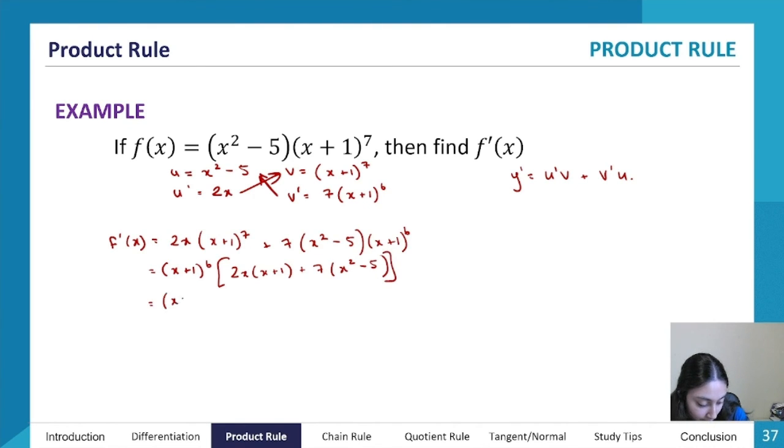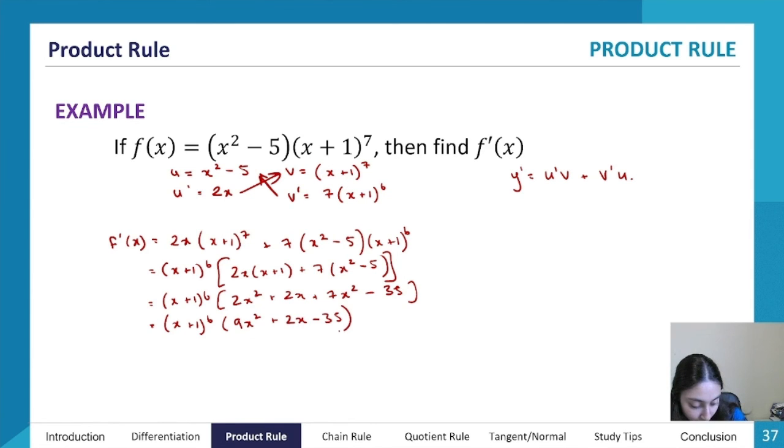Okay, simplify further. 2x squared plus 2x plus 7x squared minus 35, times x plus 1 to the power of 6. That gives 9x squared plus 2x minus 35. I'm trying to think, maybe this quadratic could be simplified. So let's take a look and see if it can be simplified. I don't actually know. I haven't done this question before.